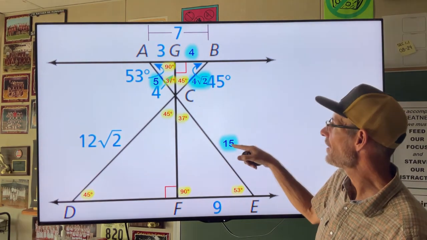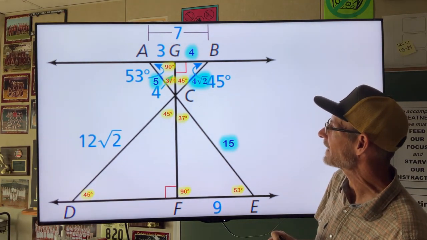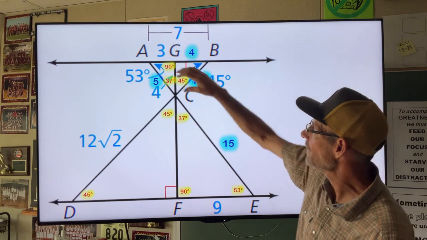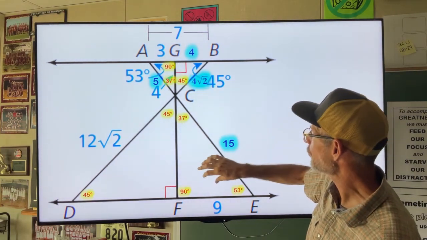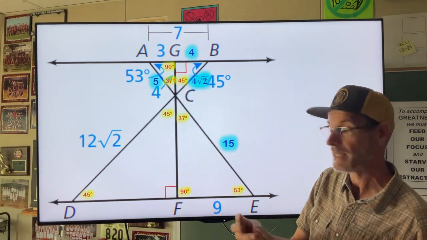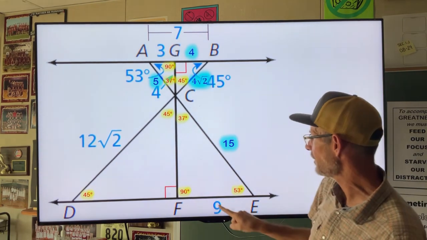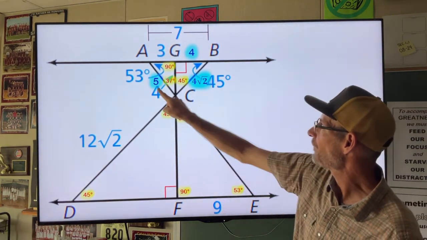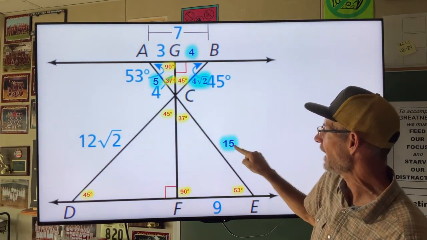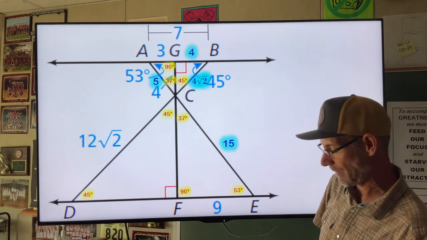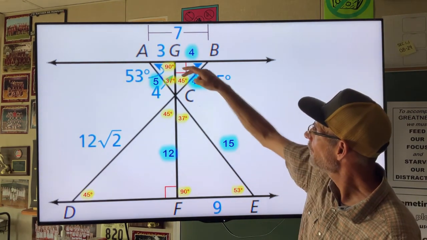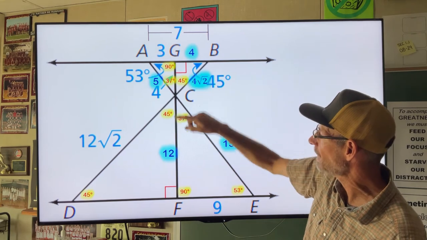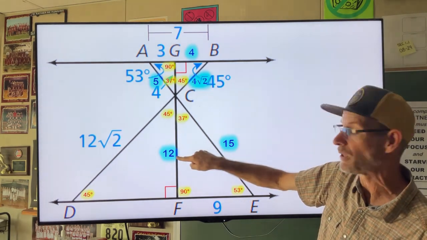The way that I knew that this side was 15 is because the scale factor between this triangle and this triangle is 3. So the 3 grew into a 9. So the 5 is going to get 3 times bigger, and it's going to grow into a 15. Also, the 4 is going to get 3 times bigger, and it's going to grow into a 12.